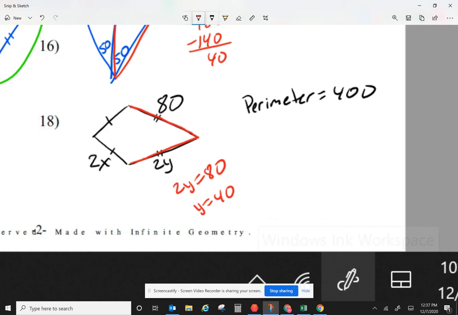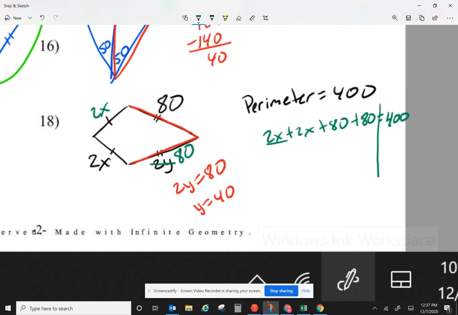Now, if I want to solve for x, I know this side right here is 2x. Now I can say this side right here is 80. I know those two sides are 80. Now, perimeter is all the sides. If I add all my sides, 2x plus 2x plus 80 plus 80, this case is equal to 400. Now here, I'm going to use perimeter. Let me separate my sides through the equal sign.